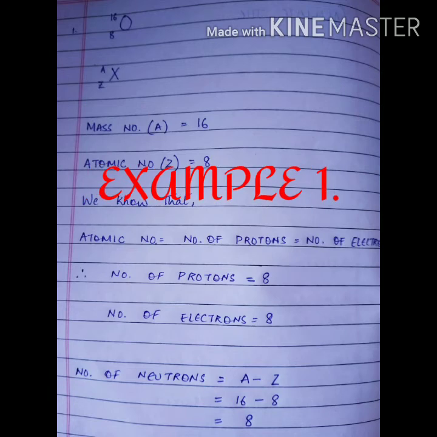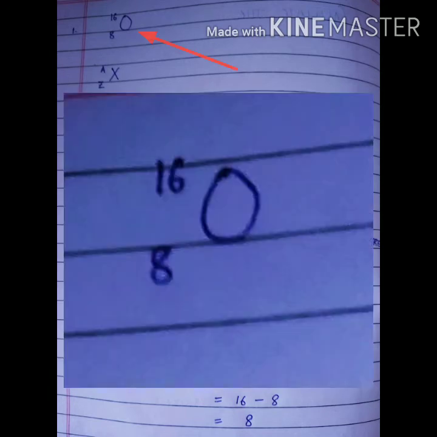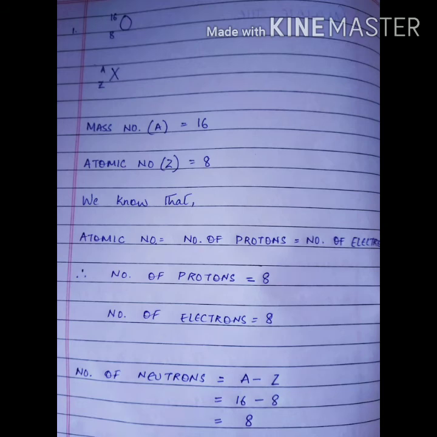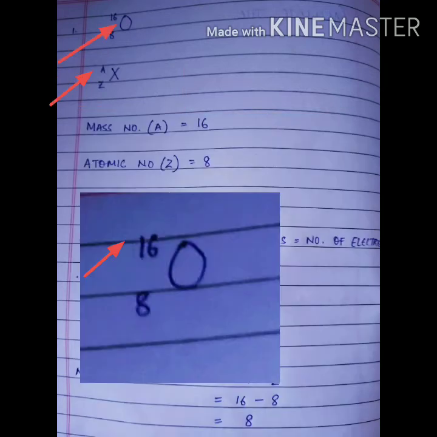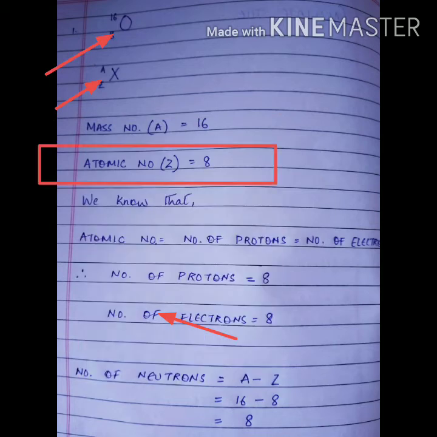See the first example. It is given O, 16 and 8. We all know O is the symbol for oxygen, and as superscript it's written 16 and as subscript it has been written 8. Now let's write the formula we just learned, X, A, Z. I have told you A stands for mass number, Z stands for atomic number. So in the example, A is 16, so mass number is 16, and Z is 8, so atomic number is 8.